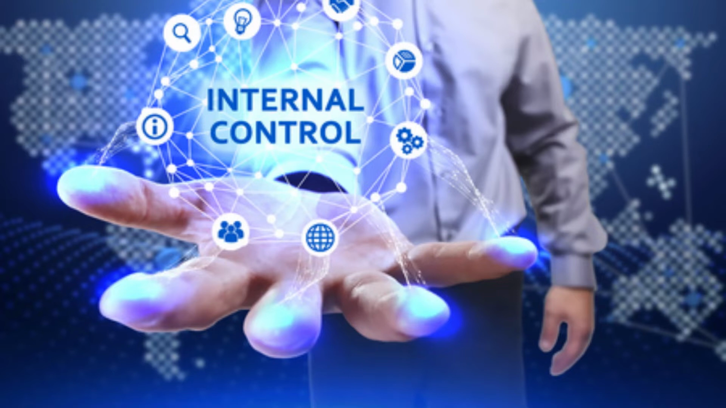CPA candidates, it is very important that you can list and discuss the 5 internal control components. Also, don't lose sight of the big picture. The auditor is required to understand the internal control process, which involves the 5 internal control components of control environment, risk assessment, control activities, information and communication, and monitoring.